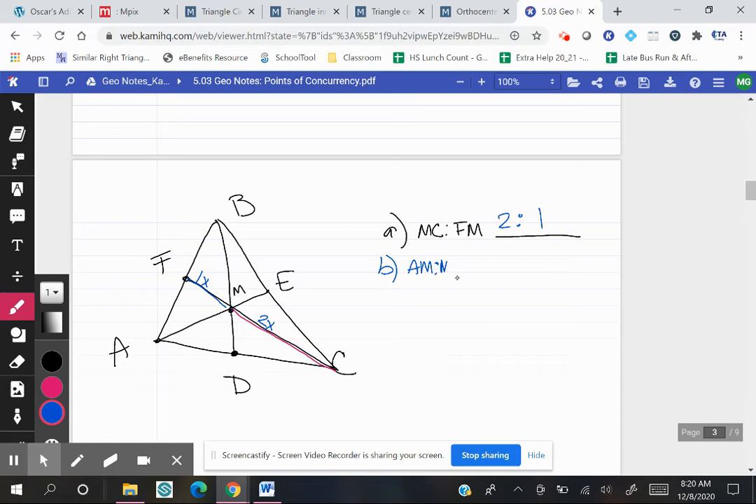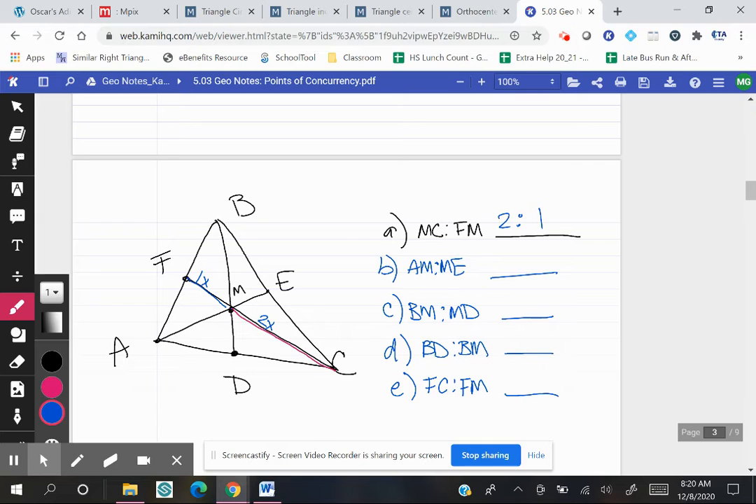I'm going to give you a few more to try. AB to ME, BM to MD, BD to BM, and FC to FM. Pause the video and see if you can try to write all of those ratios out.